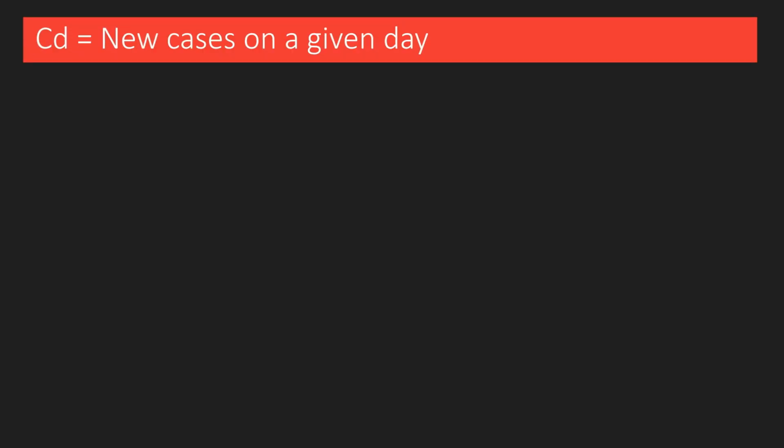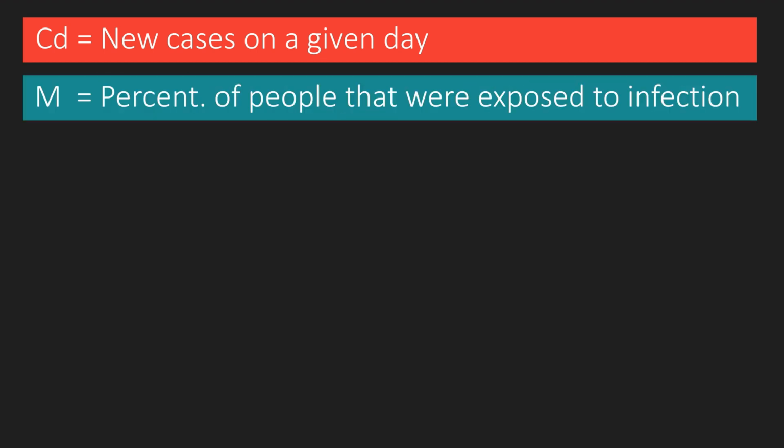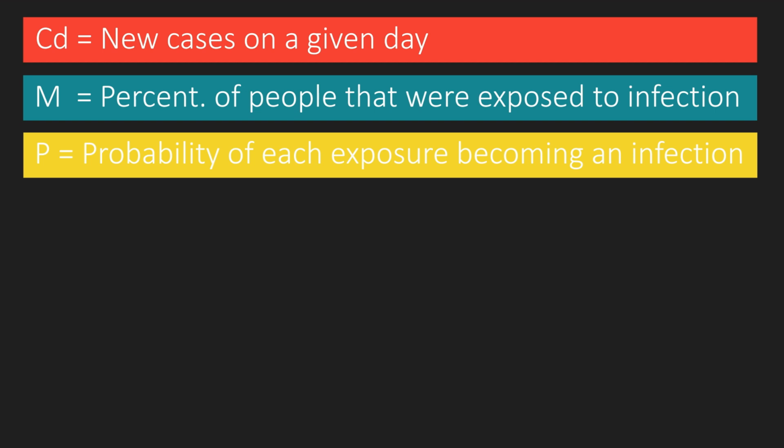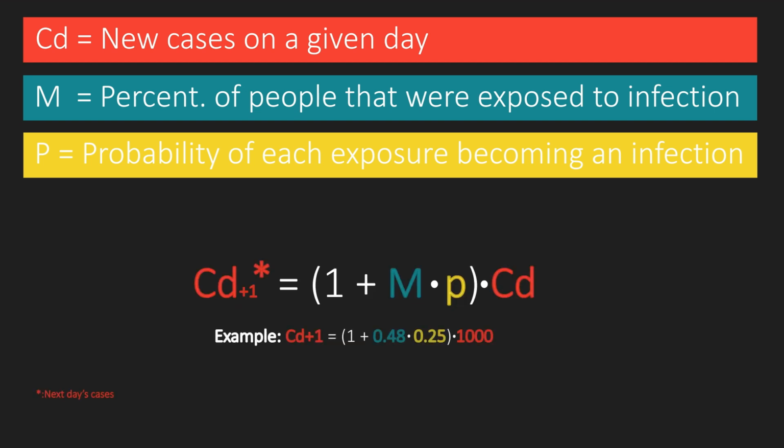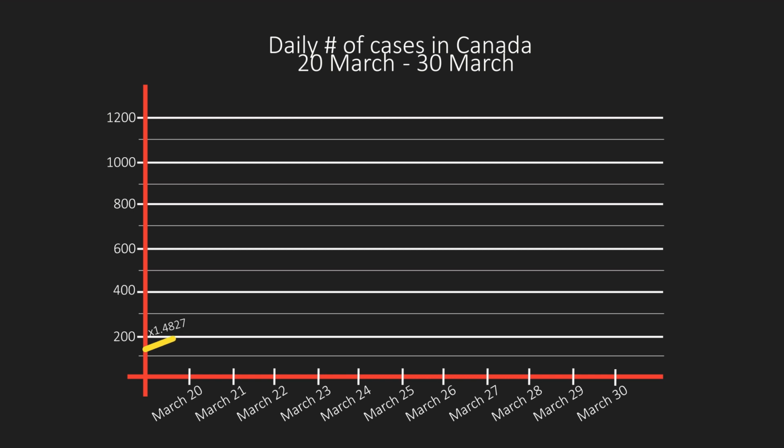To better understand this situation, if you take new cases on a given day, the percent of people that were exposed to infection, and the probability of each exposure becoming an infection, you get this equation. This equation allows you to calculate daily change in cases. The only way to decrease daily cases as much as possible is by making the growth constant closer to 1.